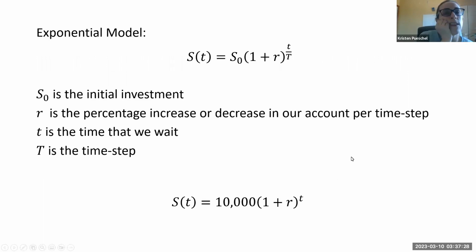All right, this is the exponential model we're using, where S naught is this initial investment, that's $10,000. R is going to be our percentage increase or decrease in our account per time step. And our time steps are almost always going to be just a year. T is going to be the amount of time that we wait, 50 years. And capital T is going to be our time step, which will be a year.